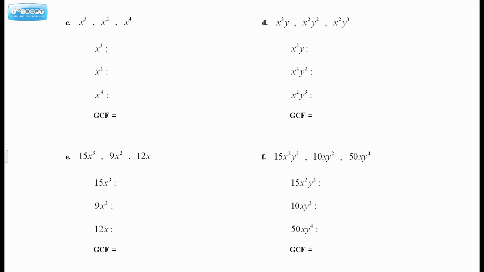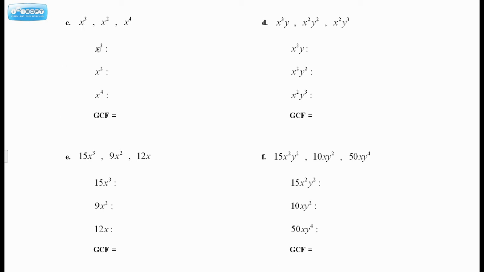Part C, x cubed, x squared, and x to the fourth. This may look kind of scary, but in reality, if you're finding common factors when variables are involved, it's actually a lot easier than numbers specifically. And you'll see why in just a second.